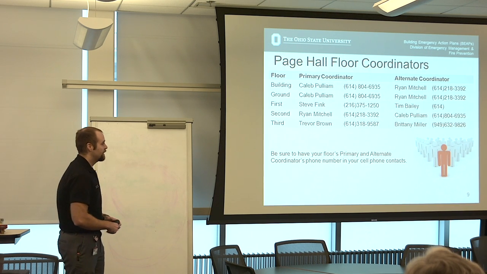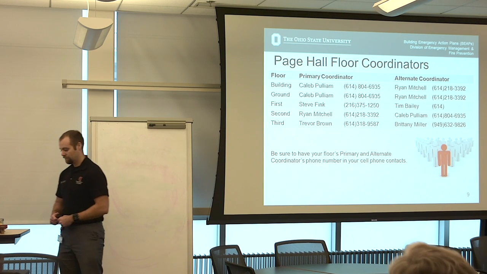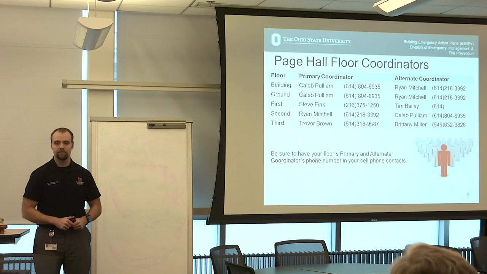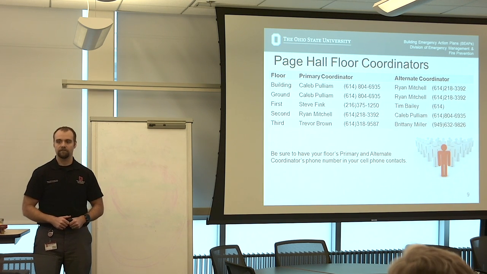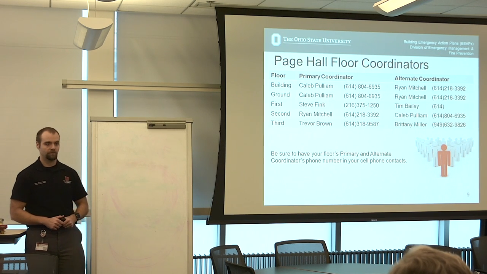So these are the floor coordinators for this actual building. Real briefly, you don't need to worry about writing these numbers down. These are more for our internal use. Essentially, if there's an emergency, you're going to see the eight people you see on the screen here running around, or six people, however many there are of us. Each floor has a primary coordinator and then an alternate coordinator.